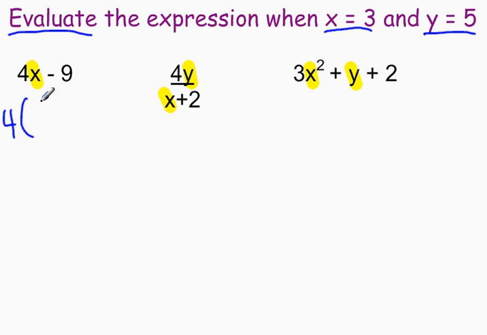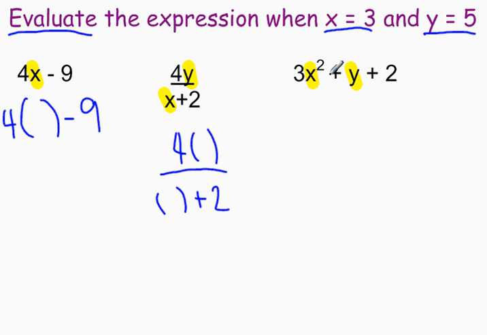Bubbles look like this. All it is, I'm rewriting the problem, but instead of using the variable, instead of using the letter, I'm replacing it with a bubble, which is actually just an empty set of parentheses. So instead of writing 4x minus 9, I'm writing 4 bubble minus 9. On this problem, instead of writing 4y, I'm writing 4 bubble divided by bubble plus 2. And here I'm going to write 3 bubble to the second power plus bubble plus 2.